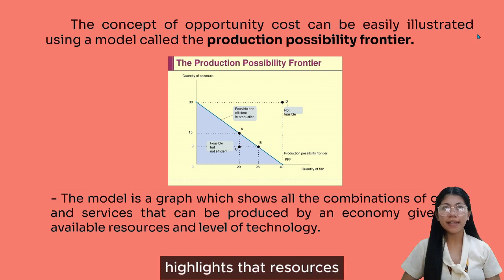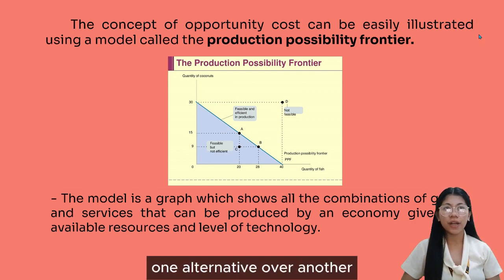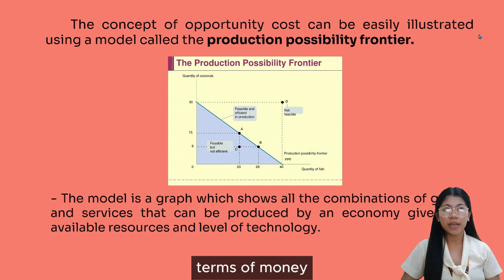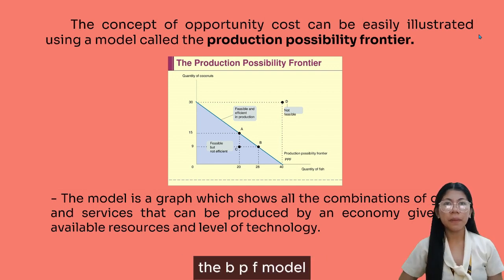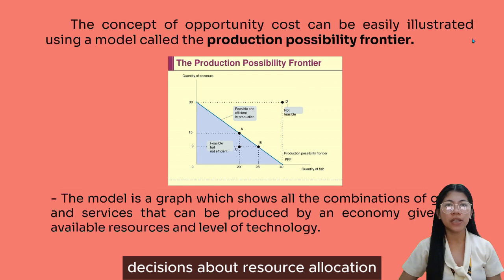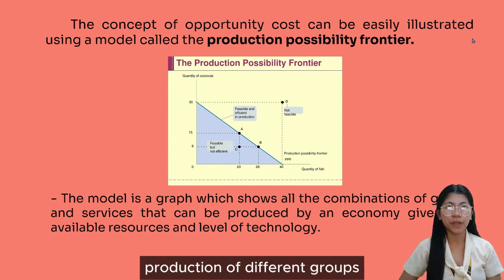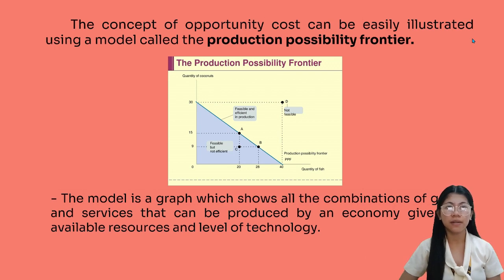This concept highlights that resources are limited, and as an economy chooses to produce more of one good, it must sacrifice some production of another. It demonstrates the principle of opportunity cost, the cost of choosing one alternative over another, which could be in terms of money, time, or resources. The PPF model allows policymakers and economists to analyze these trade-offs when making decisions about resource allocation, technological advancement, or policy changes that could affect the production of different goods and services in an economy.